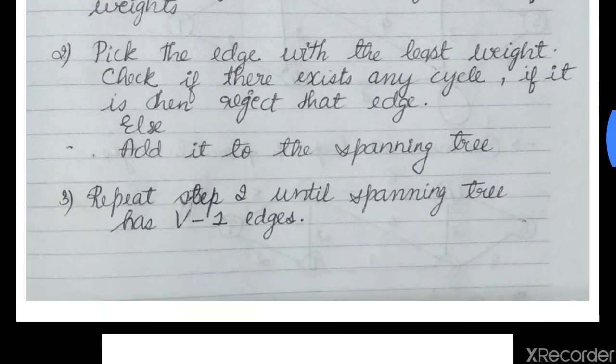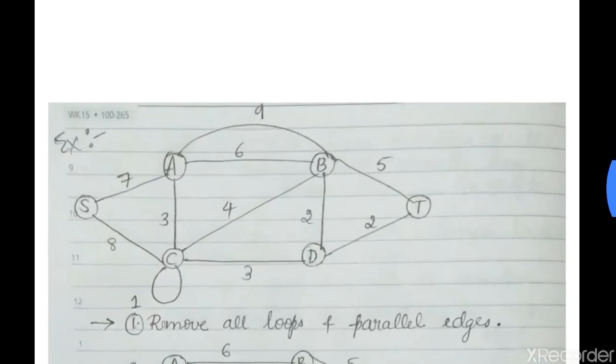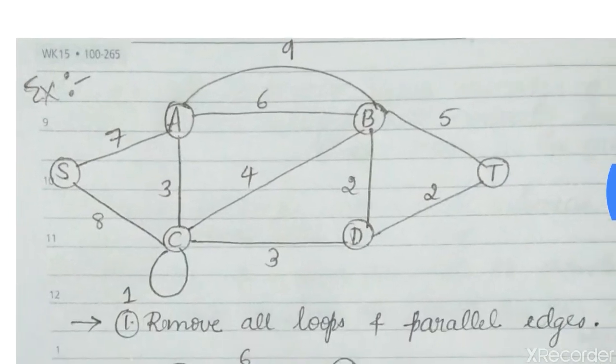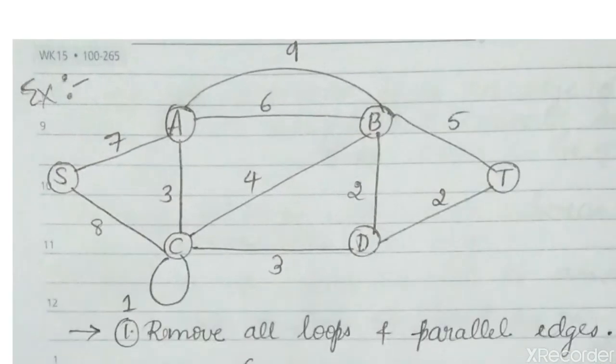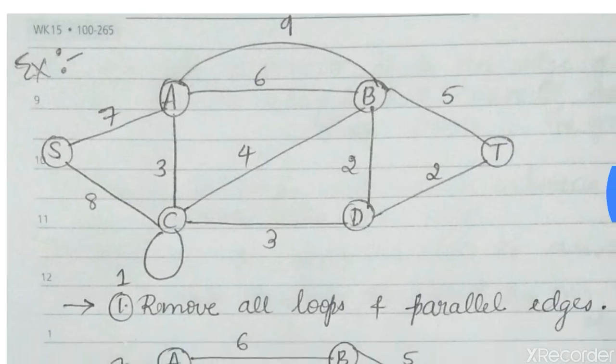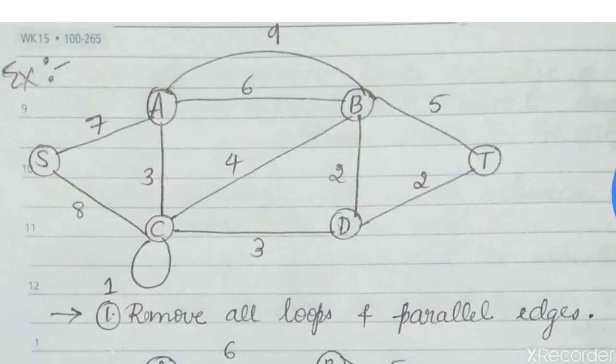So now let us go through a problem. Consider this particular graph. Here you have A, B, C, D, S and T, so you have a total of 6 vertices. So your minimum spanning tree should have V minus 1, that is 6 minus 1, a total of 5 edges in the final solution. Now the first step is, you have to remove all the loops and parallel edges. In the last session also I had told about this. Here you have a loop at vertex C, so you have to remove that particular loop.